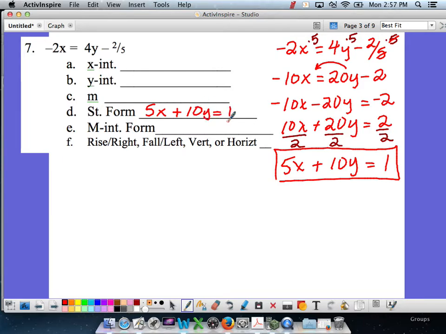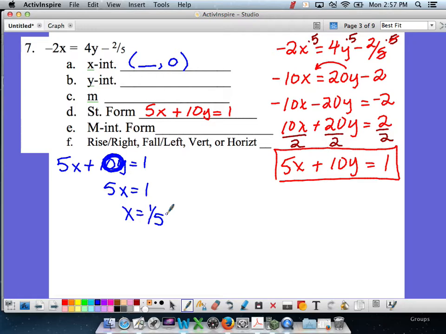From standard form, it's easiest to find the intercepts, x and y intercepts. Probably the easiest thing to do is when you have 5x plus 10y equals 1, your standard form, remember that one of those is going to be 0. So if I'm looking for x, y will be 0. So what I'm going to do is substitute in, or 0 out, this y. And I end up with 5x is equal to 1, so x is 1/5. So this x-intercept is 1/5.